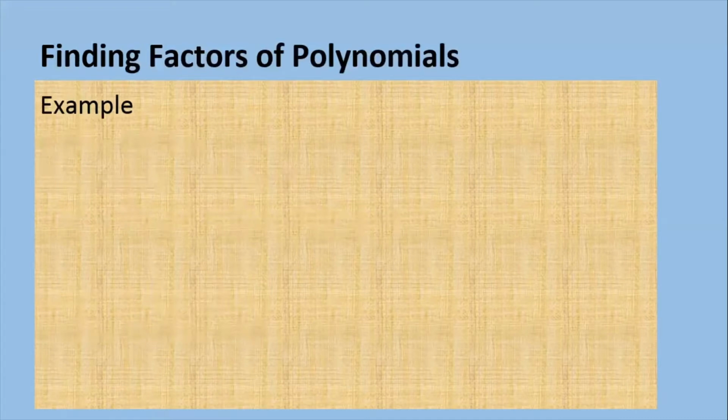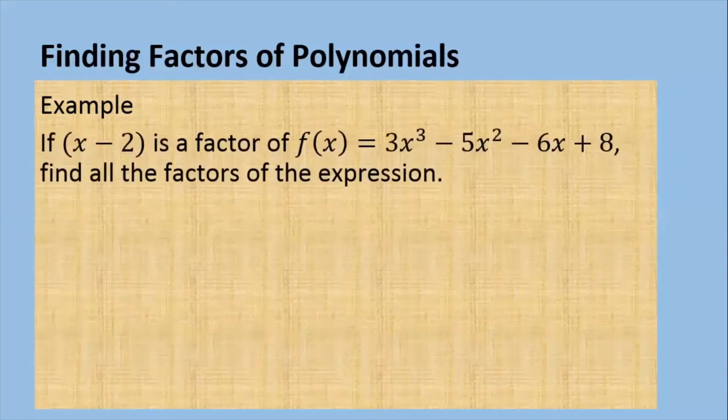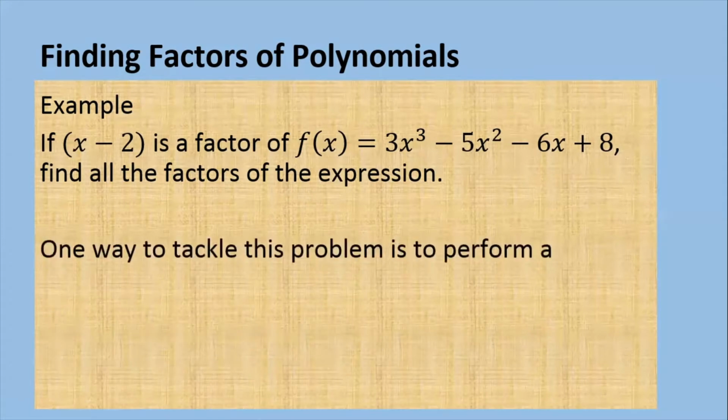Now, finding factors of polynomials. Look at this example. If x minus 2 is a factor of f of x, which is equal to 3x cubed minus 5x squared minus 6x plus 8, you need to find all the factors of the expression. We know that x minus 2 is a factor, so we need to find the other factors. One way to do it is to perform the long division. We've shown you how to perform long division in the first video. If it is not clear, go through the video again. Let's see how to do it.